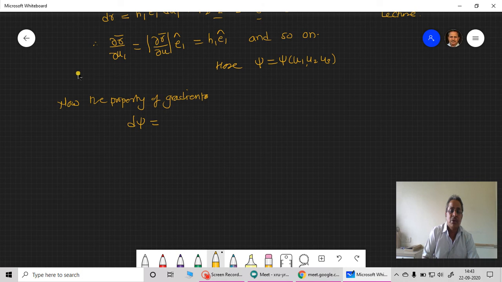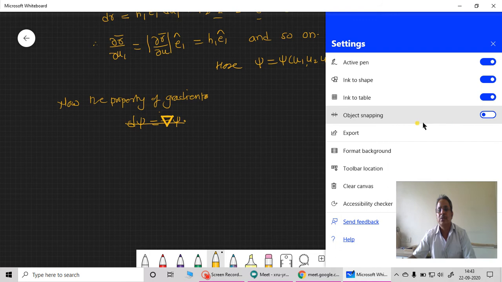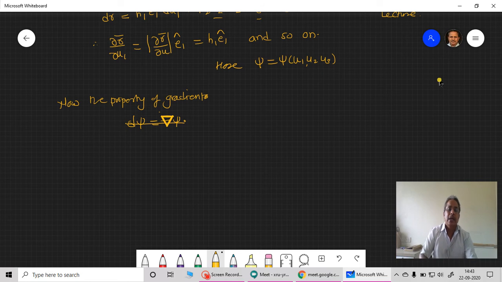d psi is equal to grad psi dot, this is a vector. I'll just skip this, write in a different way. Let me change the settings. Object snapping is not there. Into shape, that is also not required. Okay, I'm writing this property of the gradient this way. This is d psi is equal to grad psi dot dr bar. Remember, this is a dot product of two vectors.